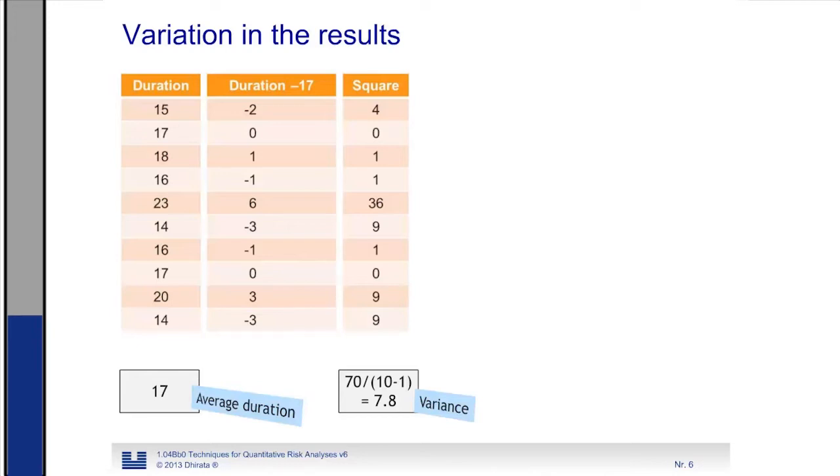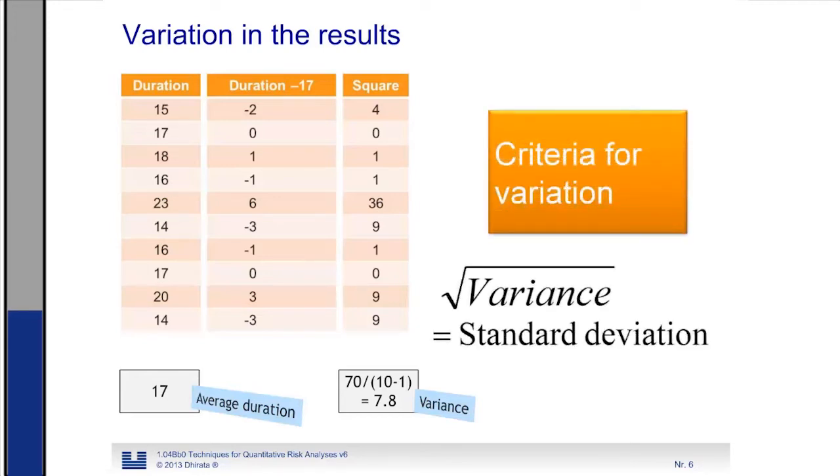Now, because we have squared it, we need to take the square root. And when we do so, this gives us the standard deviation. The standard deviation is 2.8 days compared to the average. And this is rather a nice criterion for the amount of uncertainty. If I would do that for all the activities on the project, I could directly see that those activities with the highest standard deviation give me the greatest uncertainty.